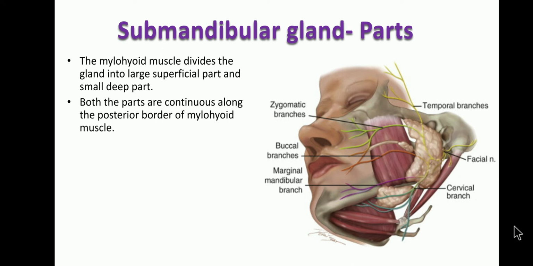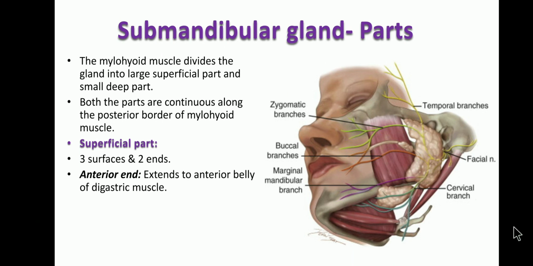Now we will first start to discuss the superficial part of the gland. It consists of three surfaces and two ends. The two ends are the anterior end and the posterior end. The three surfaces, as I already told you, are the inferior surface, the medial surface, and the lateral surface.